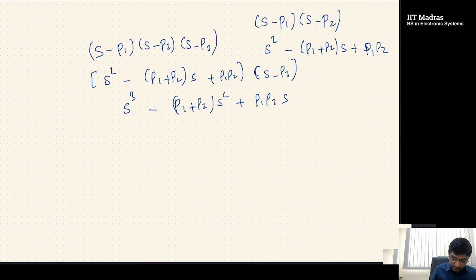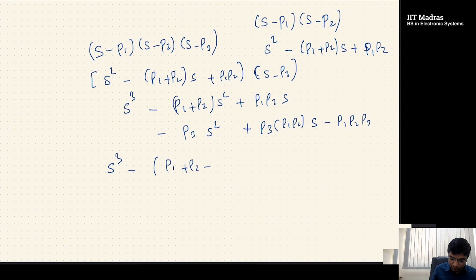Then I will have terms which will correspond to p3. I'll have a minus p3 s square. Then I will have a plus p3 (p1 plus p2) s, and towards the end minus p1 p2 p3. So this is s cube minus (p1 plus p2 plus p3) s square plus (p1 p2 plus p1 p3 plus p2 p3) times s minus p1 p2 p3.